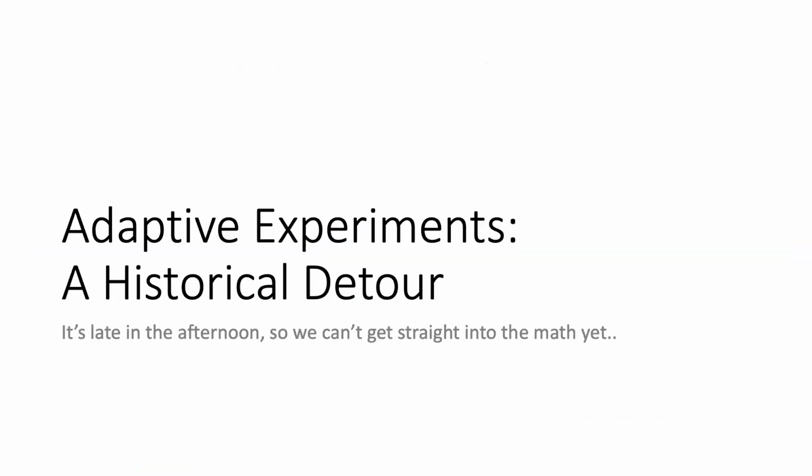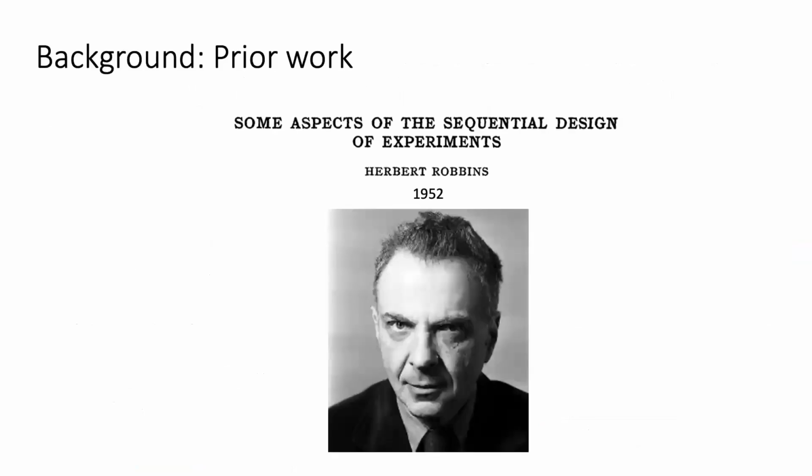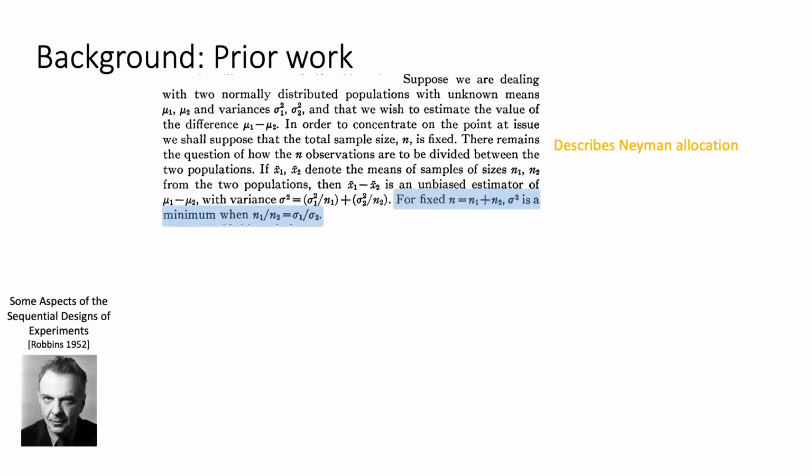So let me give a historical detour here on adaptive experiments. The earliest work that I know of that addresses the problem we'll be talking about today comes from 1952 by Herbert Robbins. It's a really cool, really prophetic paper. And I'm not going to read all of it to you here, and I wouldn't try reading it up here, but let me just point to the parts that are highlighted in blue.